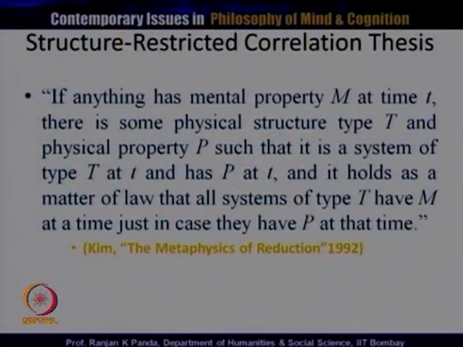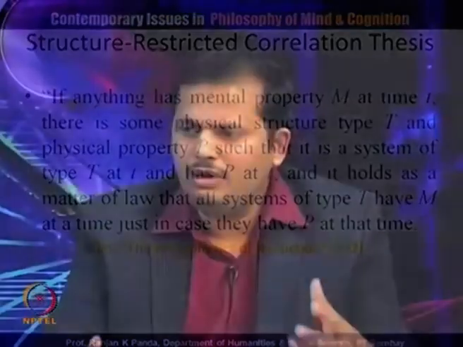So, hence there is a thesis which Kim is referring to, a thesis which talks about the structure restricted correlation thesis. You have to talk about a structure, and what is given to us is that the first order physical properties have a kind of structure, or say for example, the brain having a kind of structure. There is a neural structure available to us. Now, what does it say?